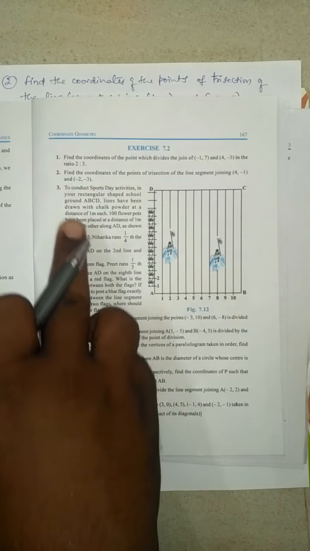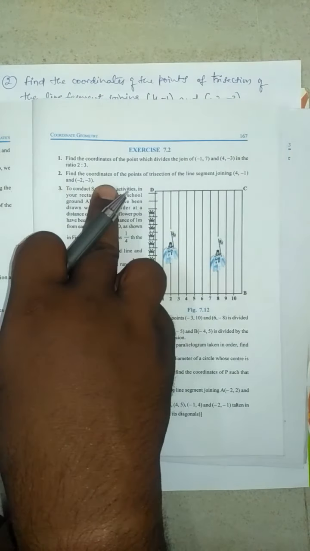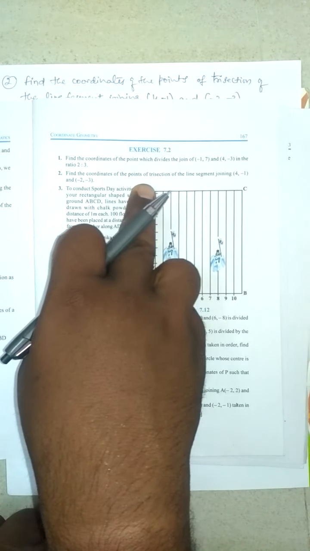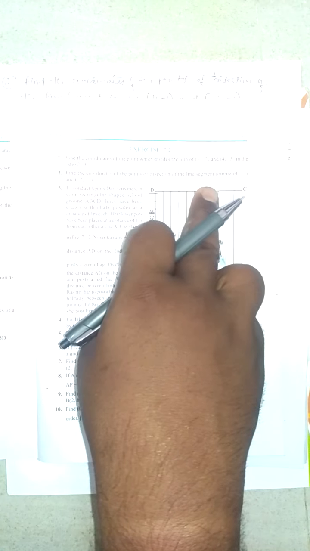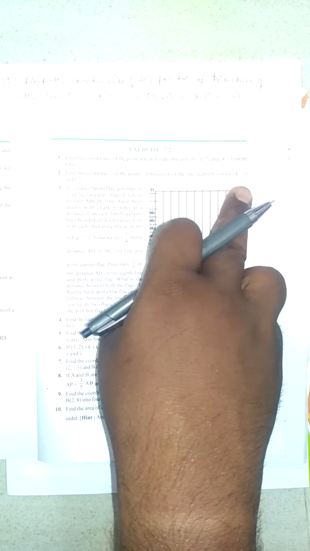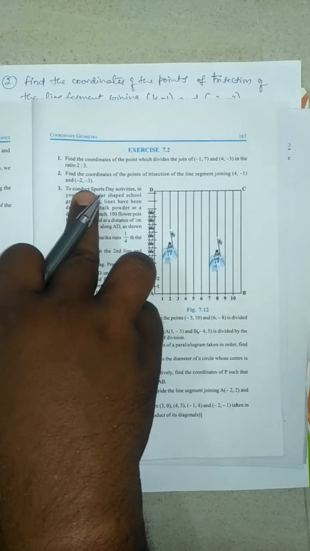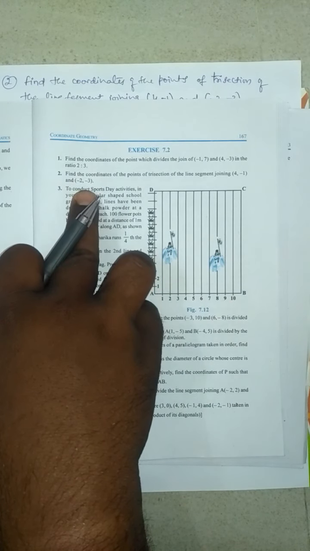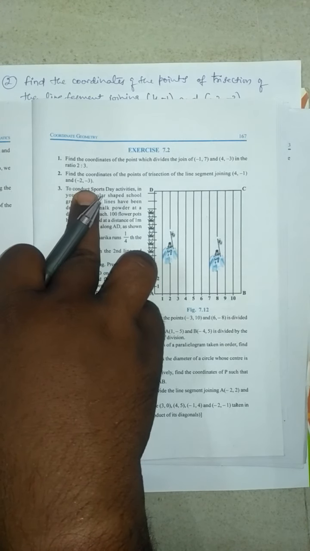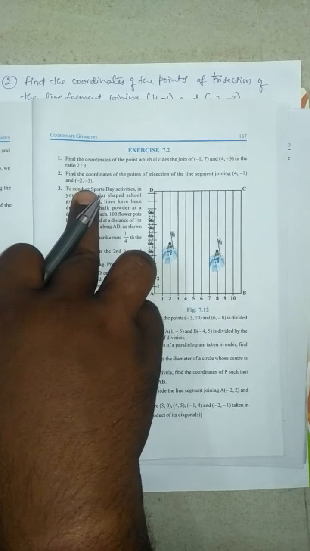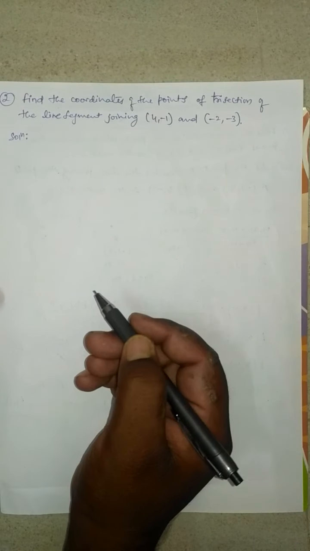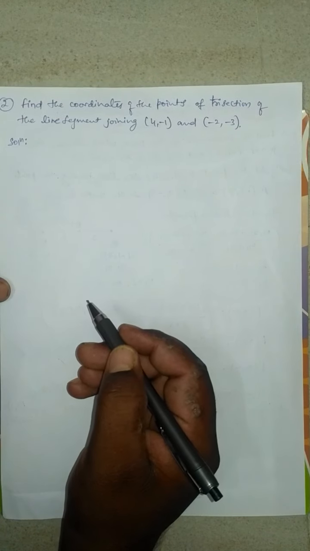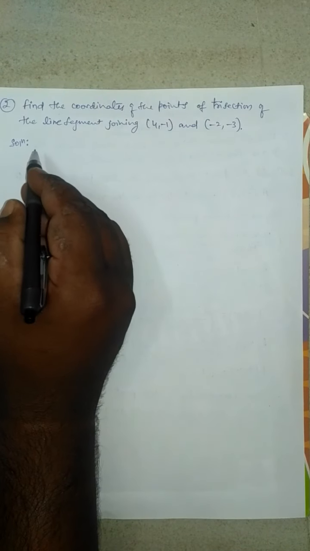Now we have to go for the second problem. Find the coordinates of the points of trisection of the line segment joining 4 comma minus 1 and minus 2 comma minus 3. Trisection means for a given line segment we have to divide it into 3 equal parts. That is called trisection. Now we have to solve this problem. Here you have to go for the solution.